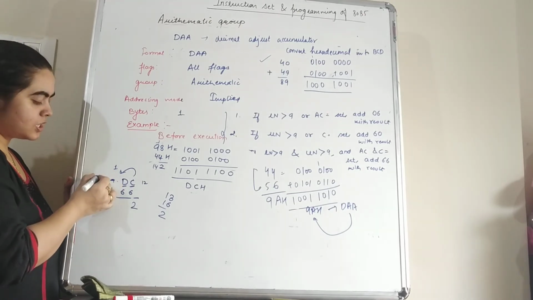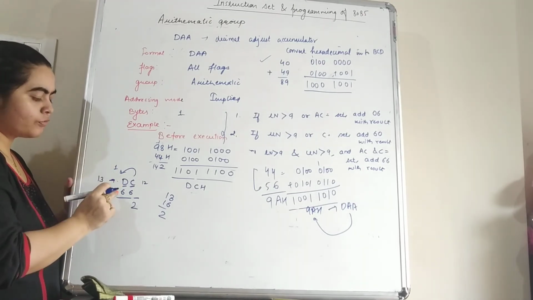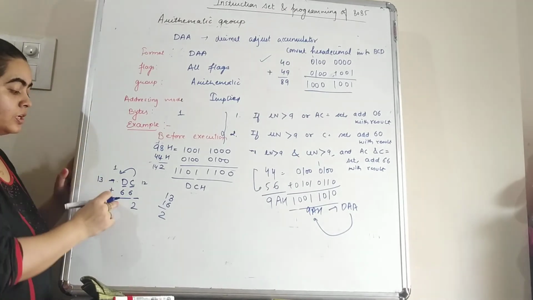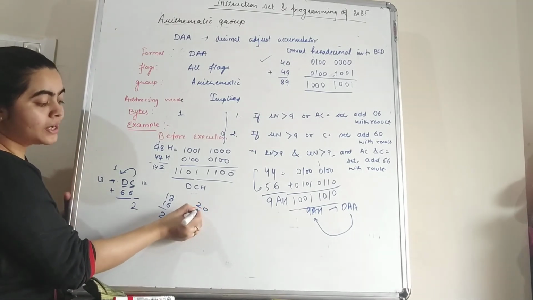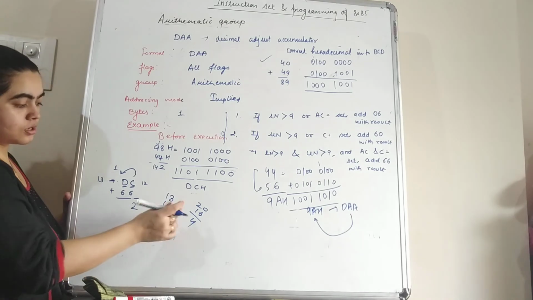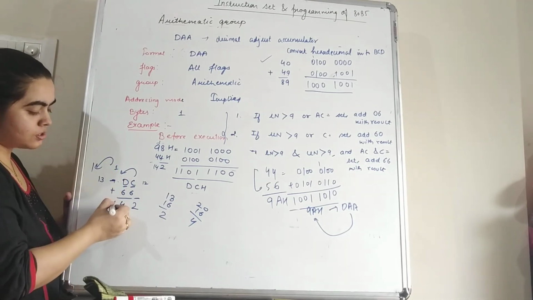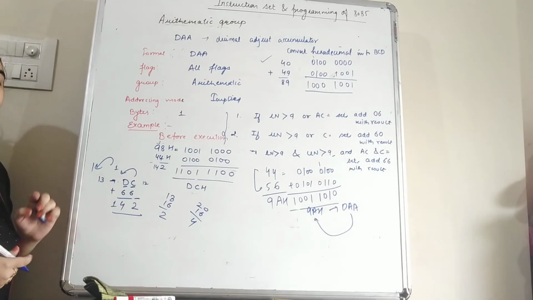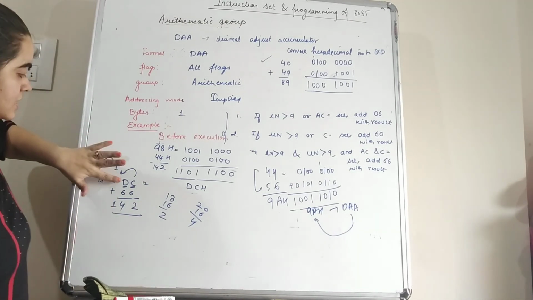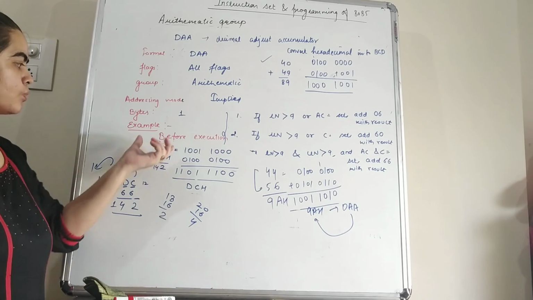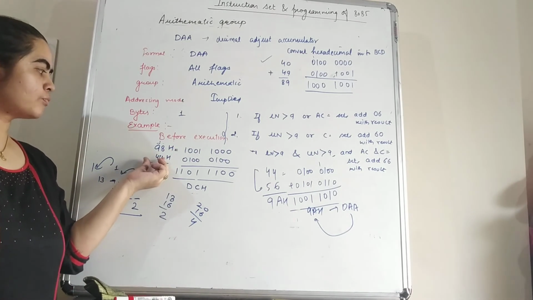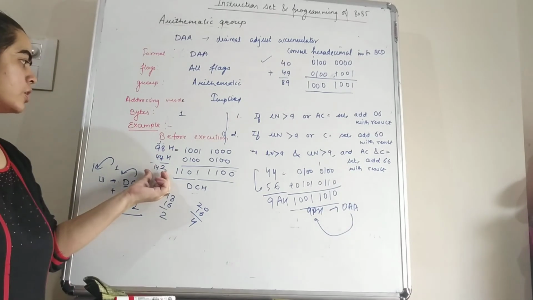So D is 13. So 13 plus 1 is 14, and 14 and 6 are 20. So now you can subtract 16 from 20. So the balance is 4. So you can write 4 here and 1 you can take as a carry. So the result is 142. So the BCD of DC is 142, and if you add 98 with 44, then the result is 142.